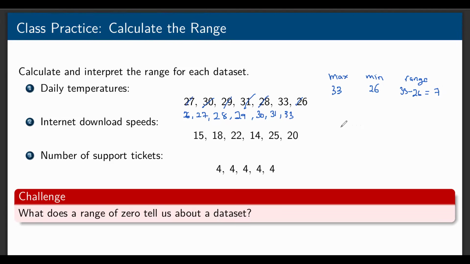Now for internet downloads, the numbers are 14, 15, 18, 20, 22, 25. For this, the maximum number is 25, the minimum is 14. The range is 25 minus 14, and we have 11.